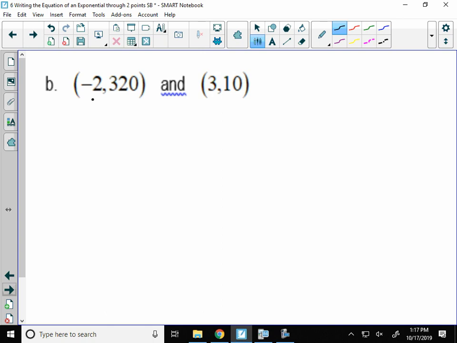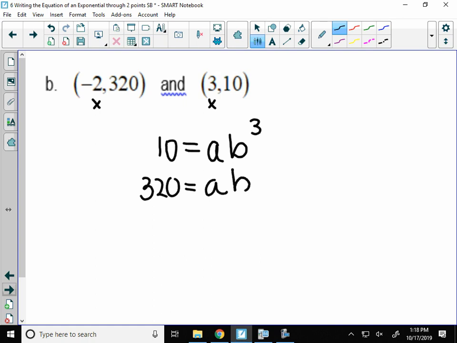Now, which x value is bigger? 3. So I'm going to use this point in the top equation because it's going to have a higher exponent. So I'll write this as 10 equals A times B to the third. Remember, I'm writing my system. I don't know the parameters A and B. So my second equation, I'll do the same thing. 320 equals A times B to the negative second. I'm going to put the higher exponent on top.